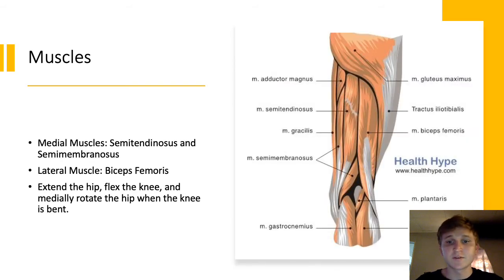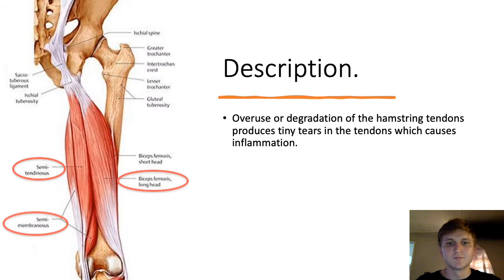The hamstring muscles are located in the posterior thigh, and there are 3 of them. The more medial muscles are the semitendinosus, which sits right on top of the semimembranosus, and then more laterally is the biceps femoris. These muscles work to extend the hip, flex the knee, and medially rotate the hip when the knee is bent. So this hamstring tendonitis is caused by overuse or degradation of the tendons. This causes tiny tears in the muscles, which leads to inflammation and pain.